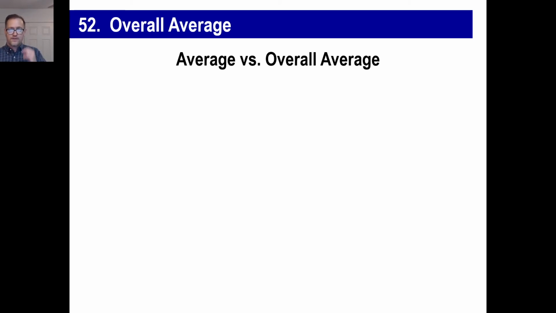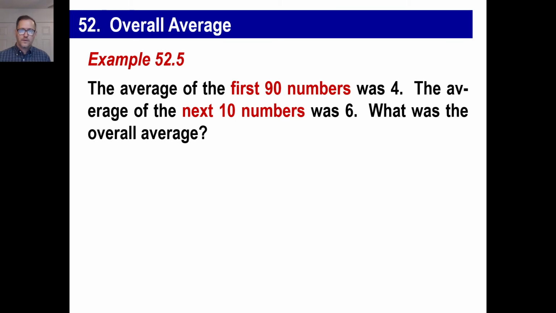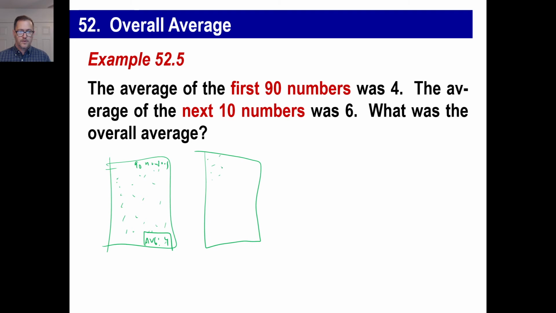There are overall averages, though, as well. They're a little bit different, and this is how they work. Let's say the average of the first 90 numbers was 4. In other words, there's a huge piece of paper with all these numbers, and you go, okay, the average is 4. You write that on it. There's 90 numbers. Then you have another piece of paper, and there's only 10 numbers, and their average is 6. What is the overall average?